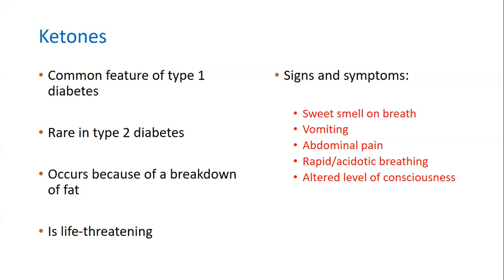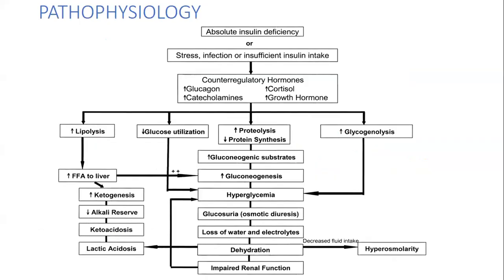Usually it is life-threatening. And with the signs and symptoms, these patients will have a sweet smell on the breath because of acetone, what we call acetone breath. Because of the accumulation of ketones and the acidosis, they will have vomiting, abdominal pain, and also they will present with what we call Kussmaul breathing, the rapid, deep acidotic breathing. And they may actually come in with altered level of consciousness. So this is a summary, just explaining what I've talked about.